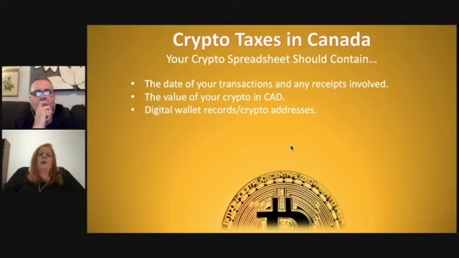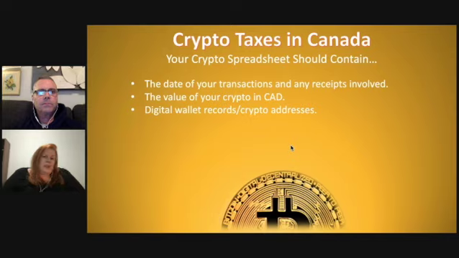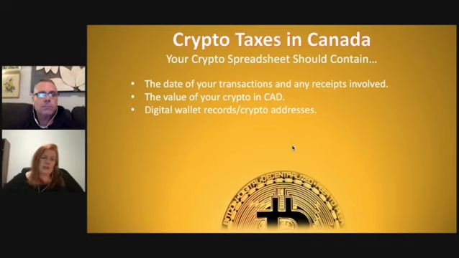Also, your digital wallet record and any crypto addresses. Keep track of any addresses for the different wallets that you have, because the CRA can actually take those and check on the blockchain and see every transaction. So when some people say they can't pay attention, well, yeah, they can. All they need is that address and they've got everything. It's just whether they look or not that is the question.